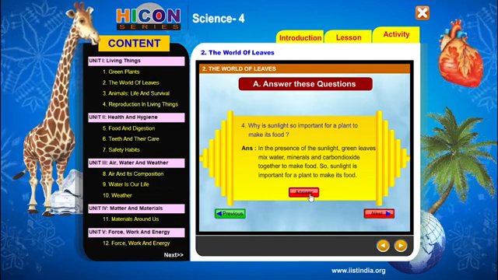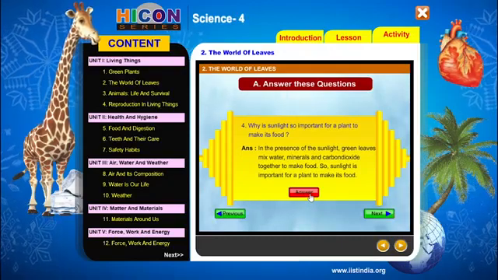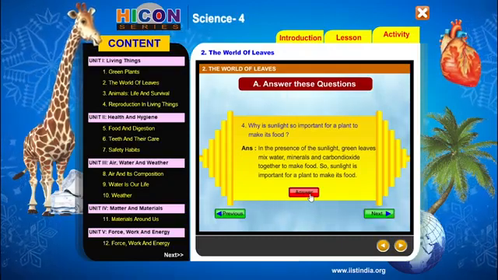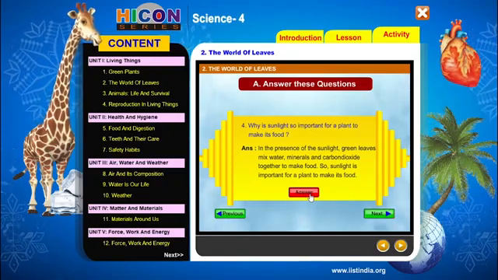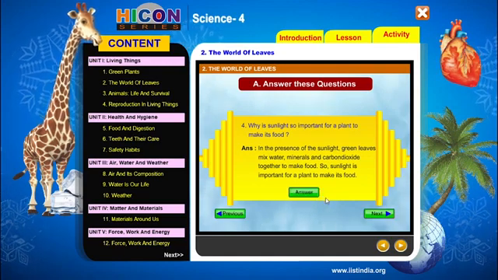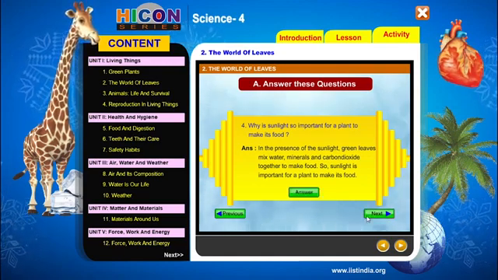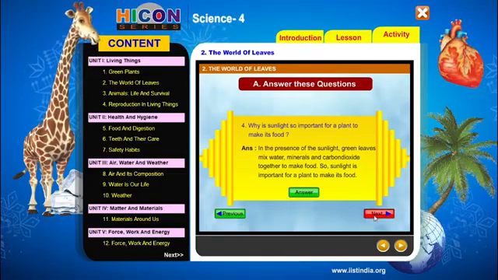Especially green leaves prepare their food by mixing water, minerals and carbon dioxide in the presence of sunlight. So sunlight is very important for a plant to make its food. If there is no sunlight, the plants cannot prepare their food. So note down this question and answer in your notebook. Children, see the next question.